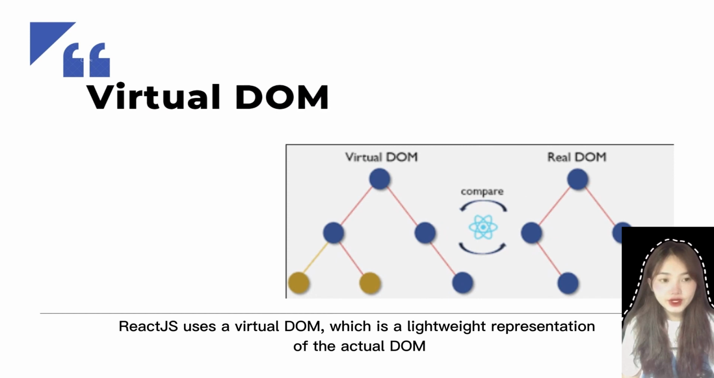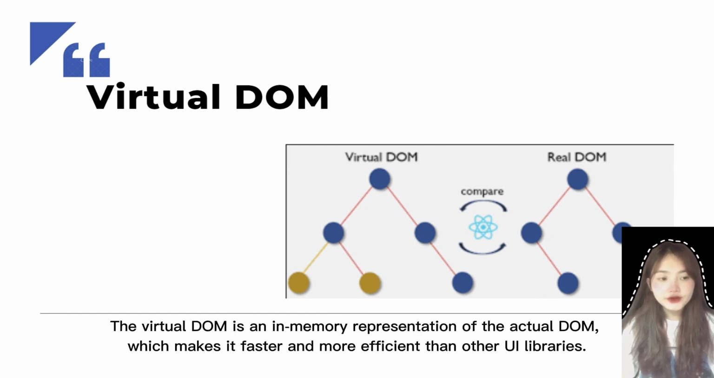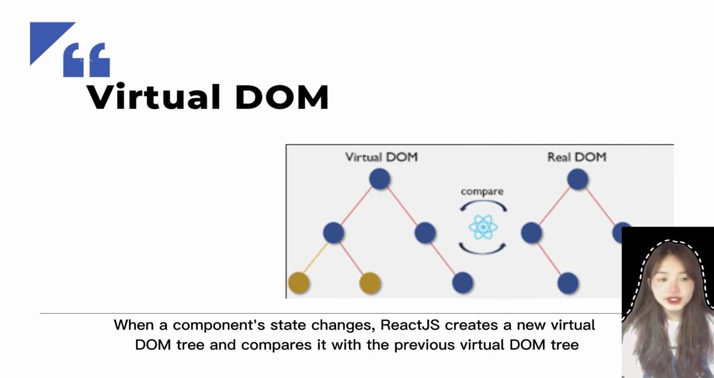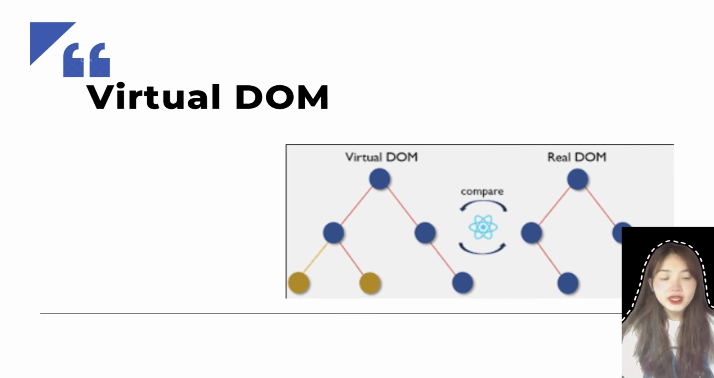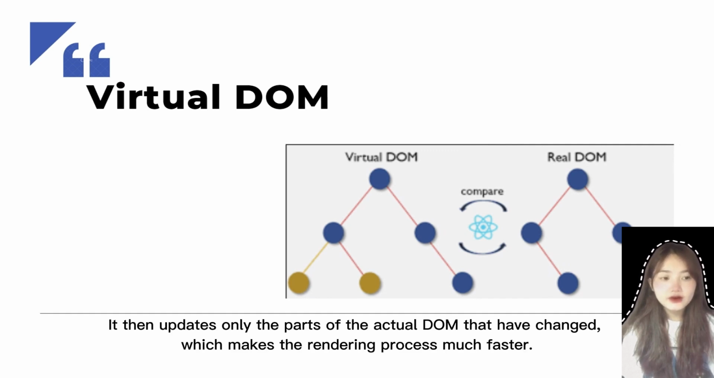ReactJs uses a virtual DOM, which is a lightweight representation of the actual DOM. The virtual DOM is an in-memory representation of the actual DOM, which makes it faster and more efficient than other UI libraries. When the component state changes, ReactJs creates a new virtual DOM tree and compares it with the previous virtual DOM tree. It updates only the parts of the actual DOM that have changed, which makes the rendering process much faster.